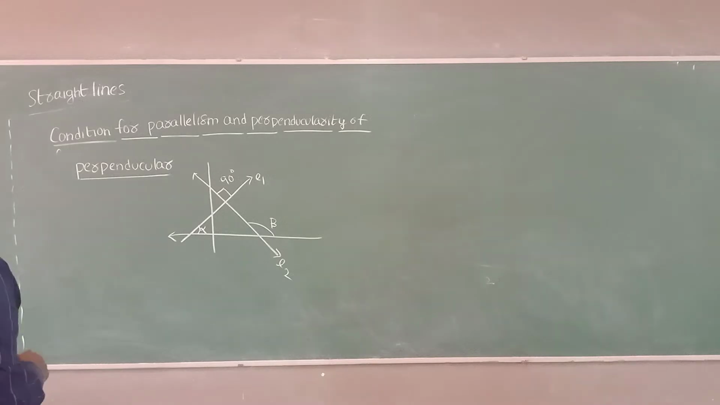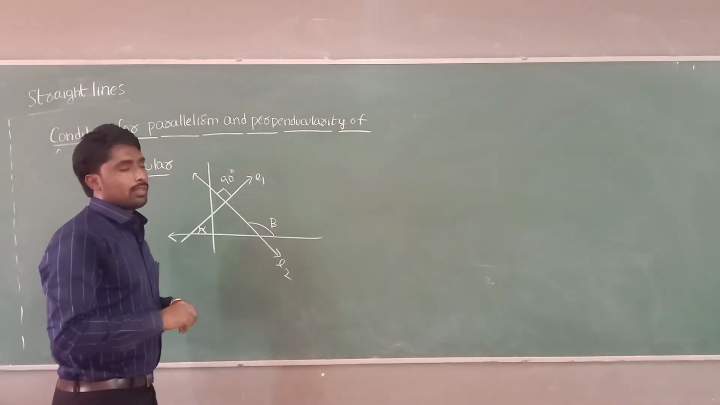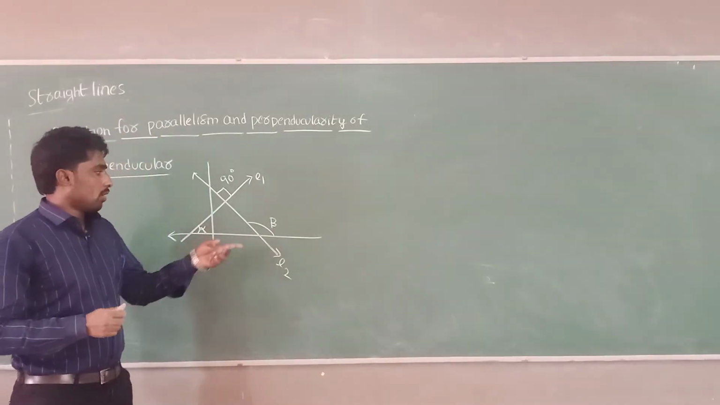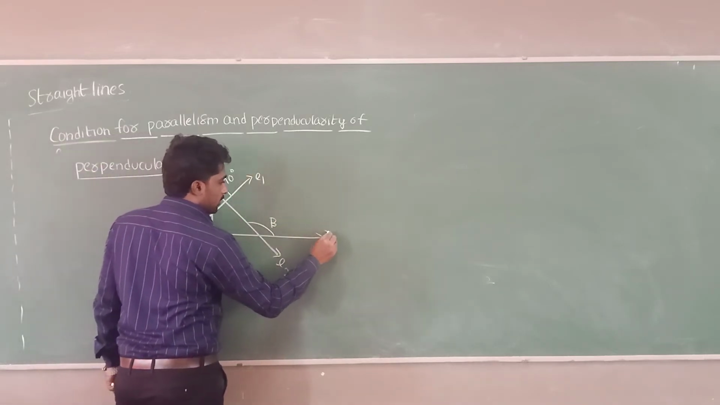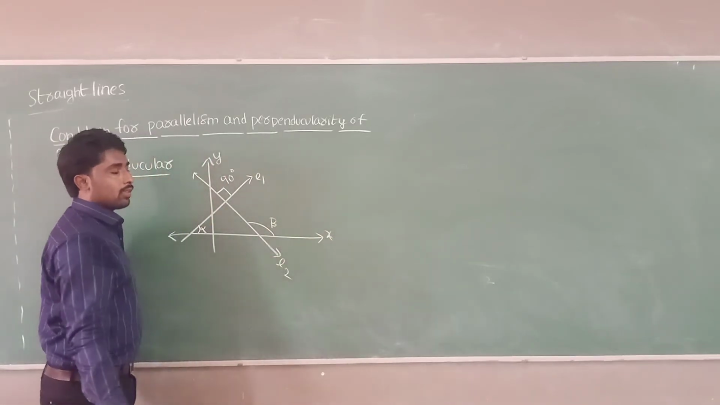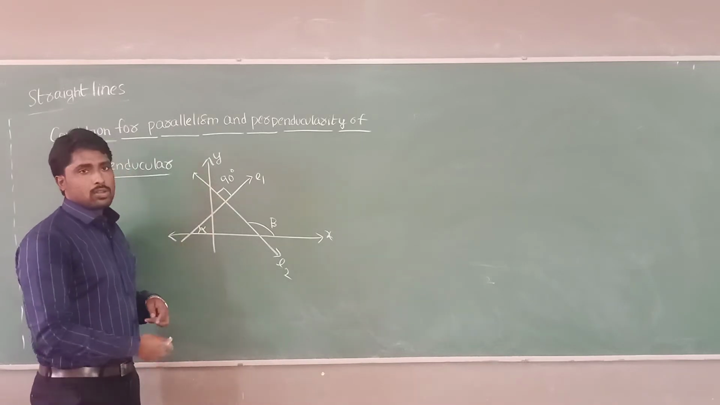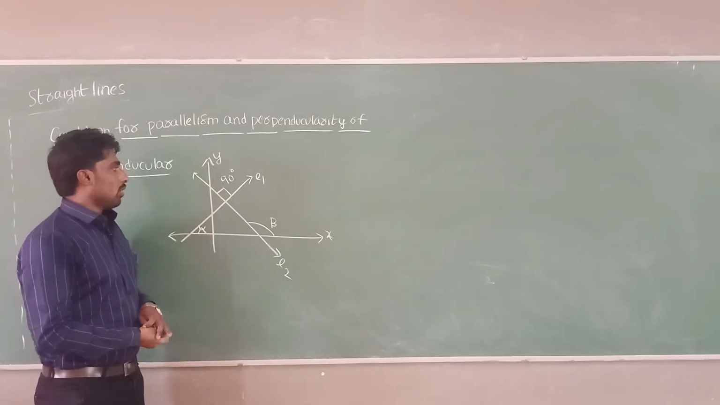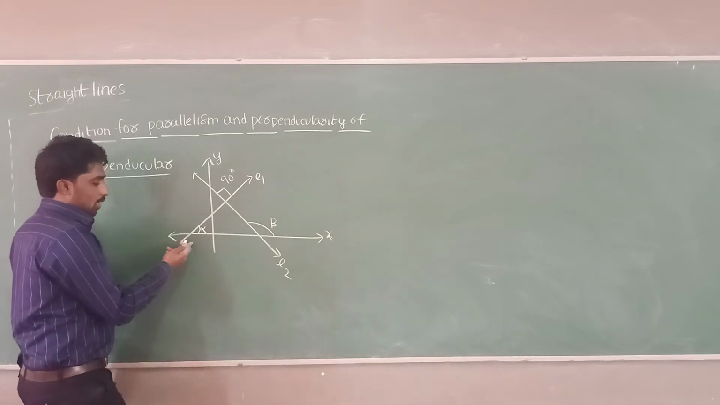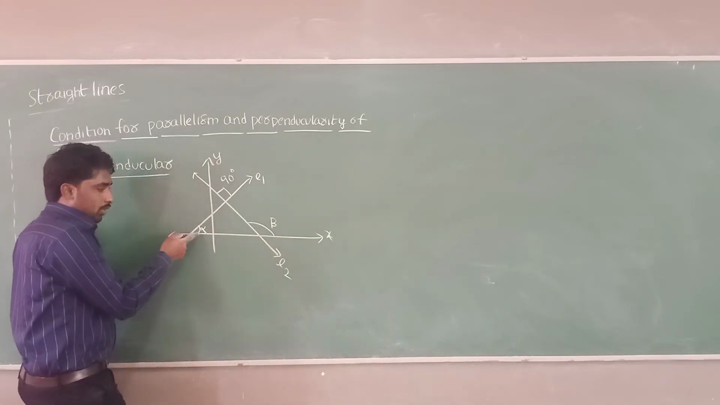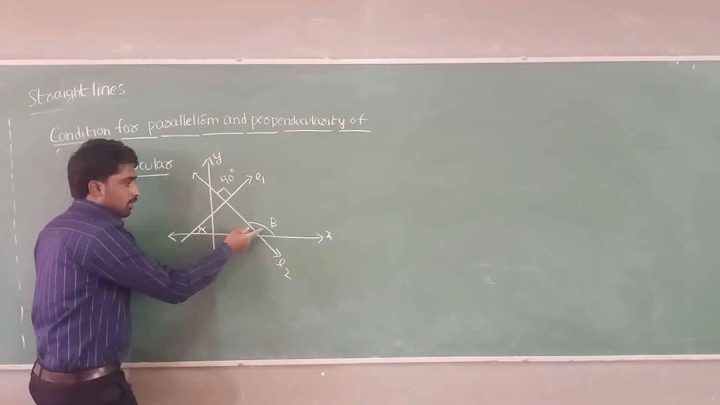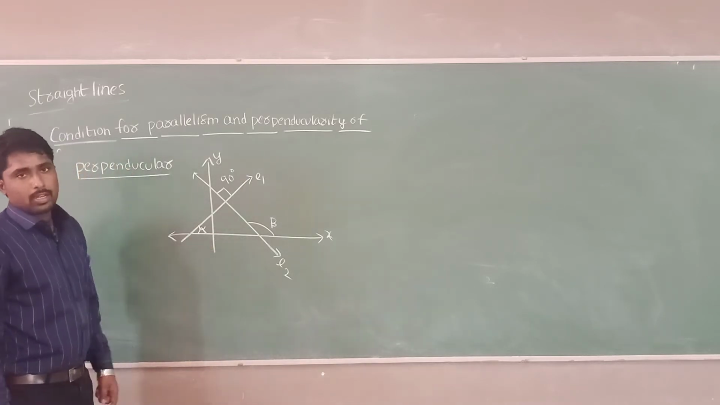Guys, if any two lines are perpendicular, what is the condition here? Now, I draw the diagram here. This is y-axis, this is x-axis. Two lines are intersecting. So the angle between the lines is 90 degrees. Okay. Now you see here. So this inclination is alpha. This inclination is beta. If you observe clearly, this is the acute angle. This is the obtuse angle.